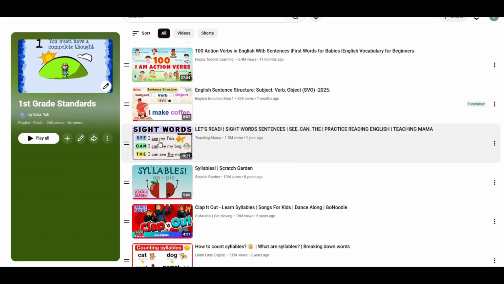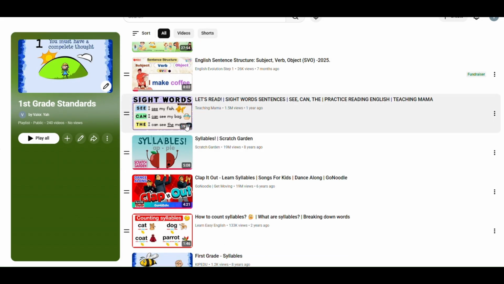All right, now we have our sight words. Let's make the sentence with our sight words. I see my fish. I can see my bag. I can see the man. But what I'm trying to say is, it brings it all home.